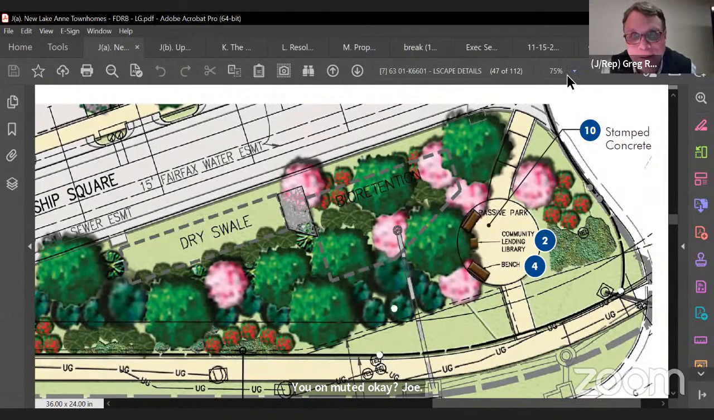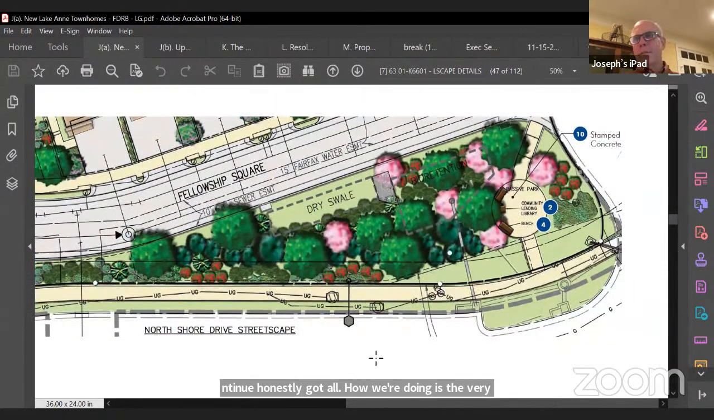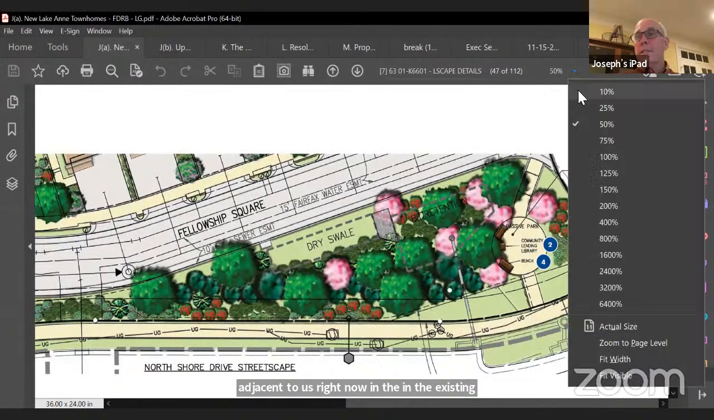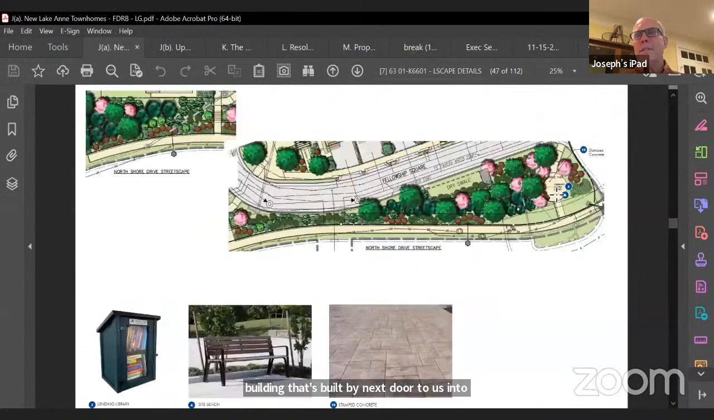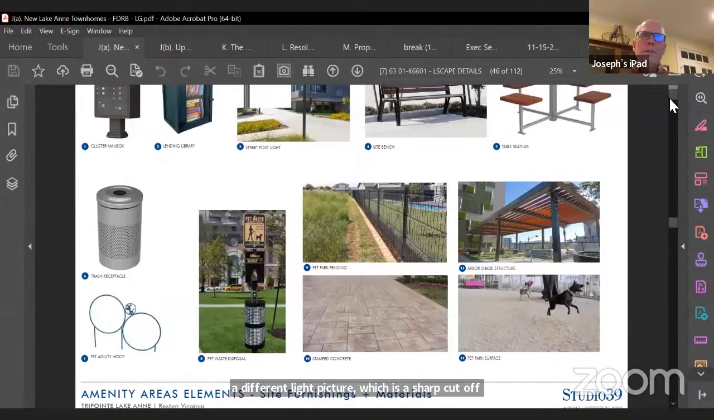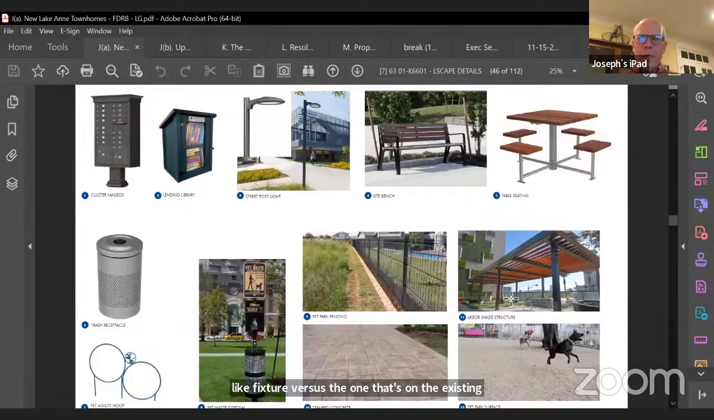Go ahead. Honest to God, all we're doing is using very compatible site furnishings, like what is adjacent to us right now in the existing building that's built right next door to us, the Fellowship House. Essentially, the same kind of pavings, benches. The thing that's new is we have a different light fixture, which is a sharp cutoff light fixture versus the one that's on the existing building just to the plan right of us. And we did that because it's a little bit friendlier looking, aesthetically pleasing, and performs better in our residential communities that we've worked with TriPoint on before.